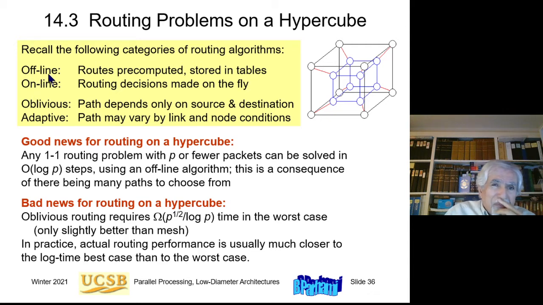Offline algorithms are the ones where the route is pre-computed and stored in tables. So I give you a routing problem, you have as much time as you need to pre-compute the routes and store them in tables. Then when that particular routing problem arises, we basically use those tables to decide where and how to route.